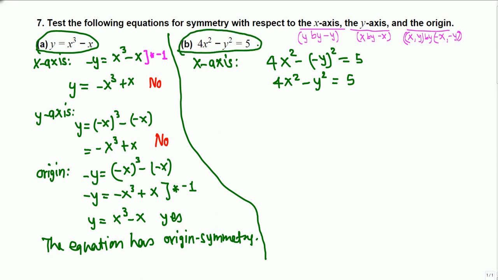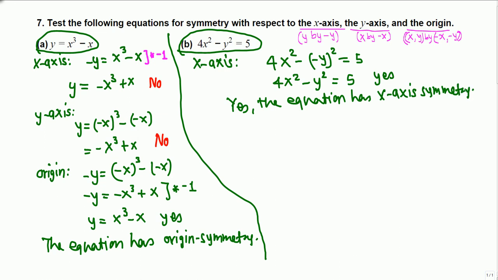4x squared minus y squared equals 5. Yes. That means this equation has x-axis symmetry. Let's check for y-axis symmetry. For that, we replace x by negative x.